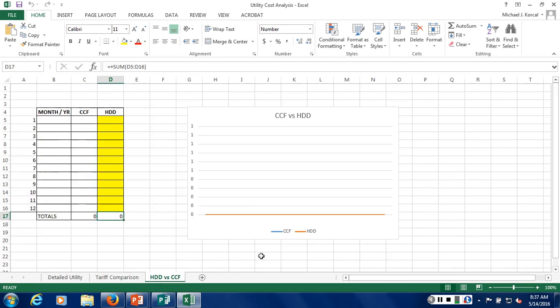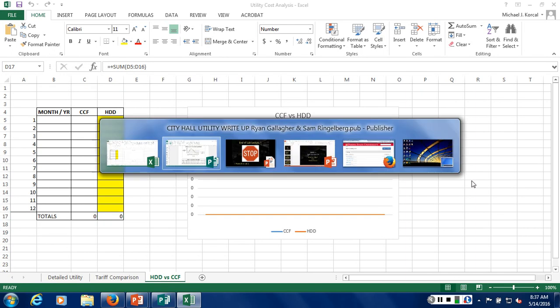And then finally, the heating degree days. These will self-populate as you put the stuff in from the detailed utility. These two columns will populate themselves. I gave you the heating degree days for the location. Once you fill this in, it'll generate this chart. So you have pretty much everything that you need.